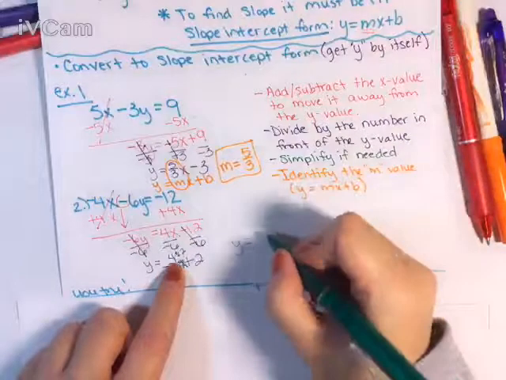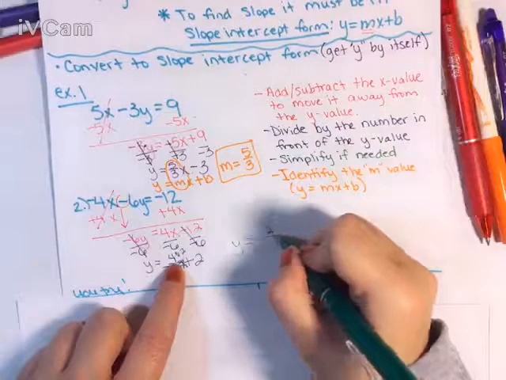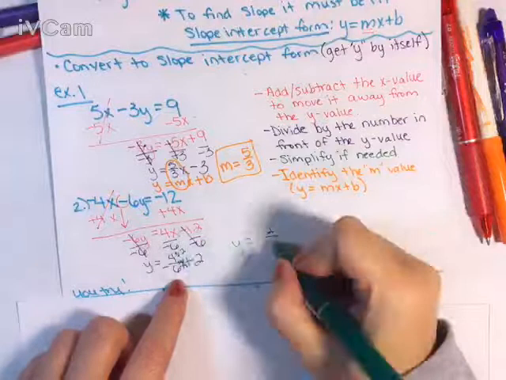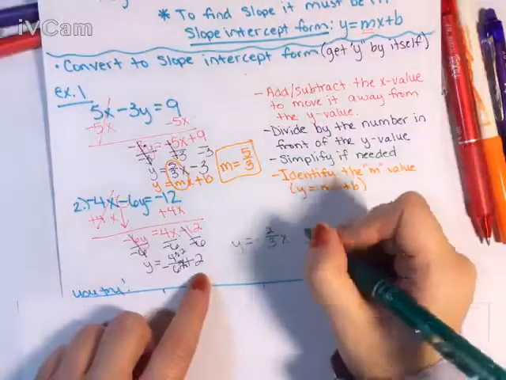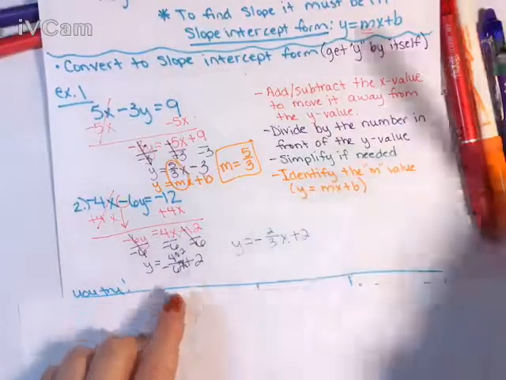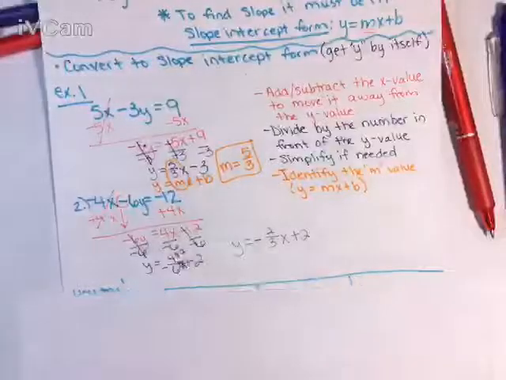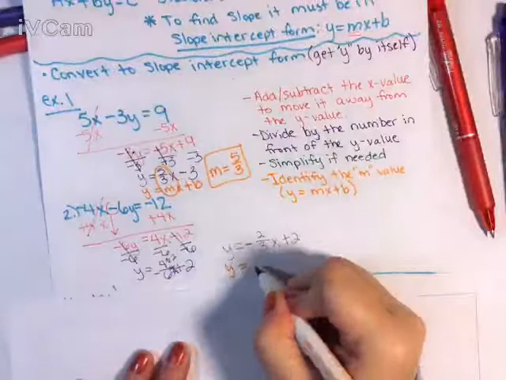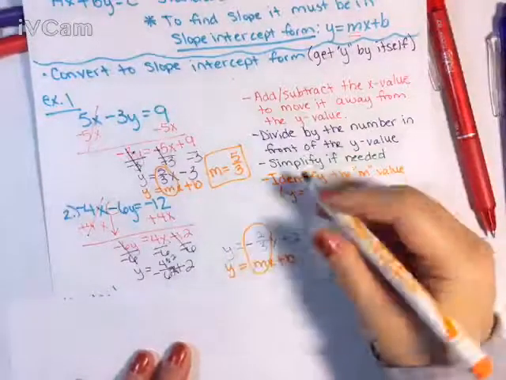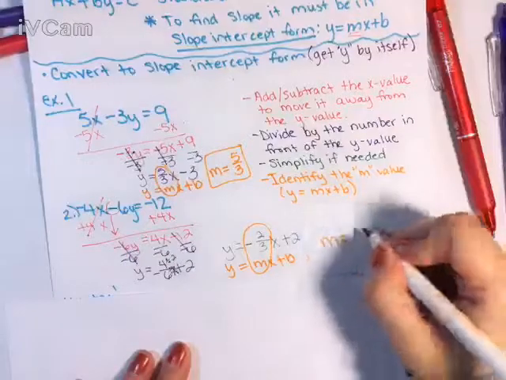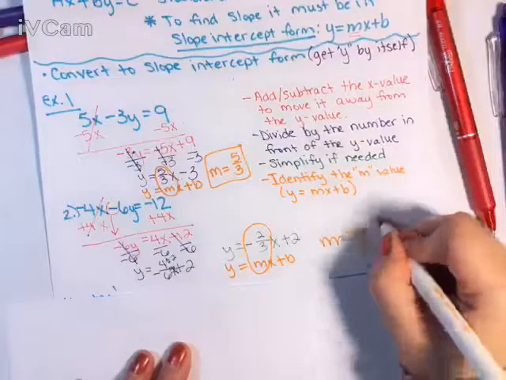Okay, so 4 divided by 2 is going to give you 2. 6 divided by 2 is going to give you 3. And leave the negative on there. And then x plus 2. So now this is in the form y equals mx plus b. Our m is the number in front of your x, so our slope is negative 2 over 3.